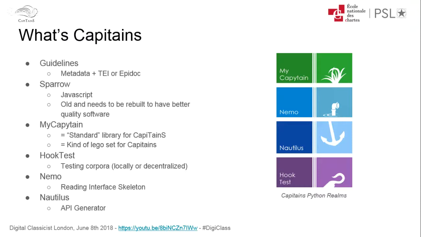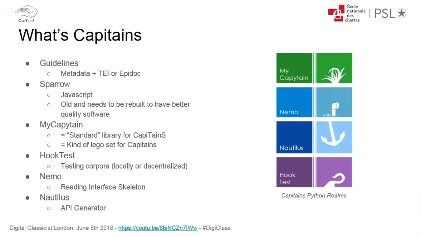Finally, Nemo is a Python web skeleton to serve a reading interface to your users. Its whole system is based on a concept of CapiTainS resolver, whose goal is to read data from a local directory or remote APIs. Which means we actually built an API as well, and that's Nautilus. Nautilus is a Python web tool with no user interface. Its only goal is to provide APIs based on the guidelines. You give it your text, it produces the APIs.